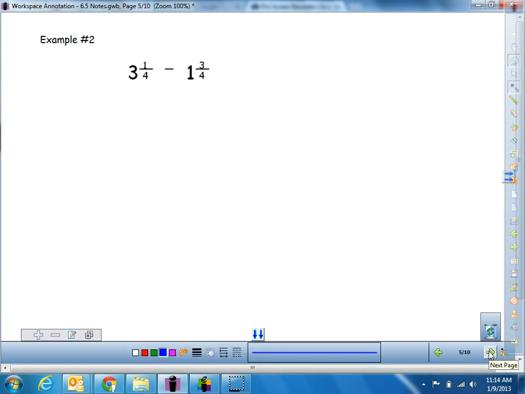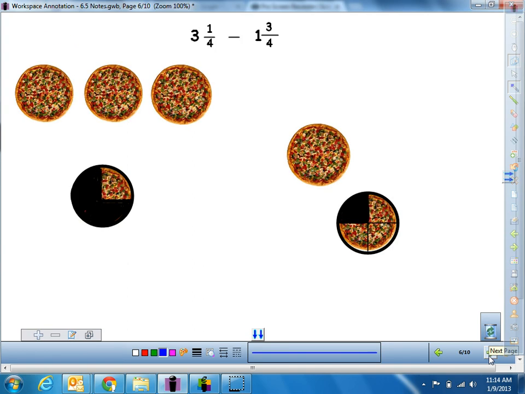Let's look again. If I have 3 1/4 and I take away 1 3/4, I check for common denominators. They're both fourths already. So I start looking at subtracting. I've got 1/4 minus 3/4. That's not going to work very well. So let's get a visual on this again. Pizza. Who doesn't love pizza? It's easy to slice. It's yummy to eat. So let's take a peek.